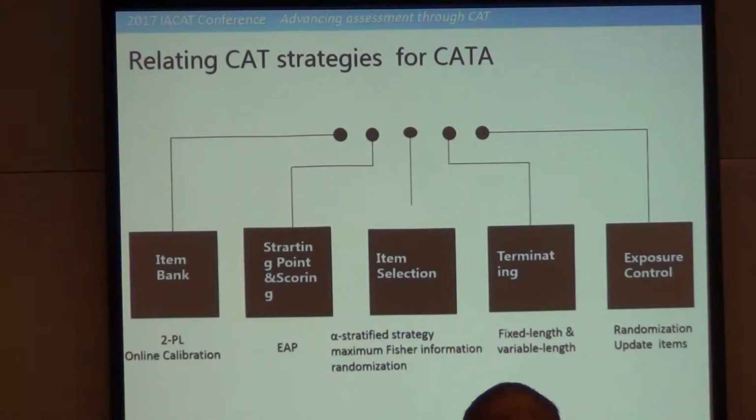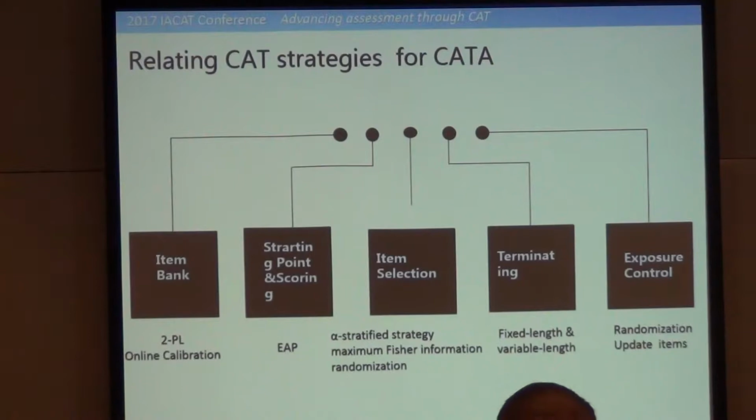For the item bank, we employed the 2PL model and use online calibration. Currently, we have about 2,000 items in the item bank. Online calibration is used to equate new and previous items.